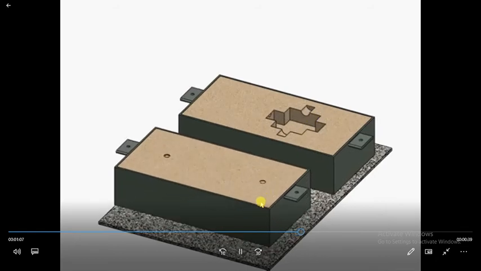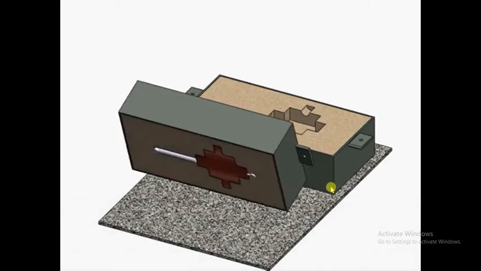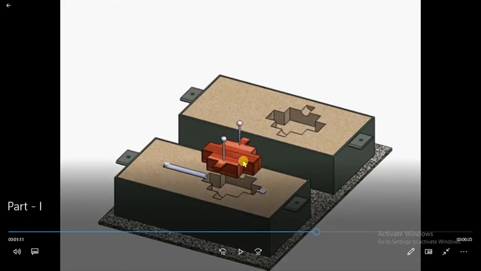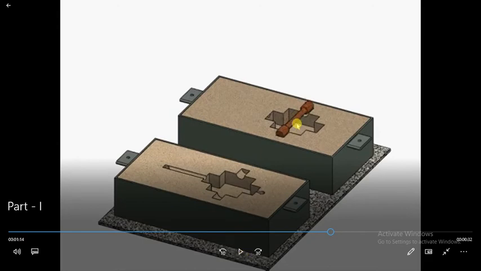It is removed. Now the gap that is there is nothing but a cavity. This is the mold and this is the cavity. It is flipped, and the pattern is removed by using a screw. Here you can further see the gating system, which also can be removed. Now this is called a core. Whenever we want a hollow portion inside the component, at that time this core can be used.